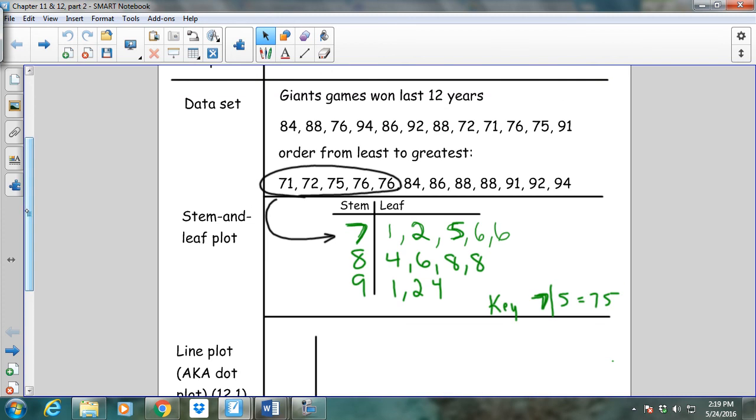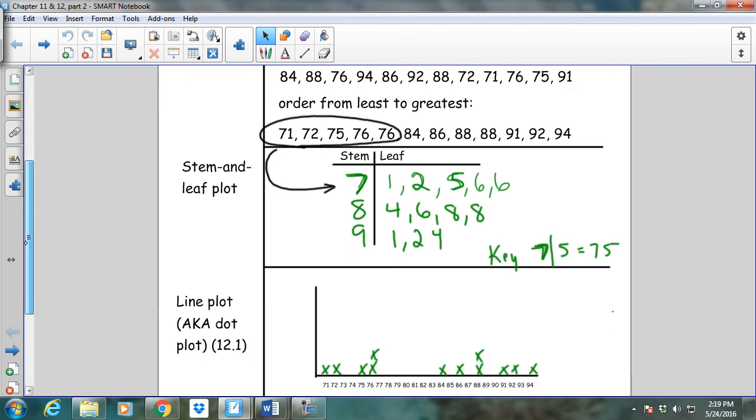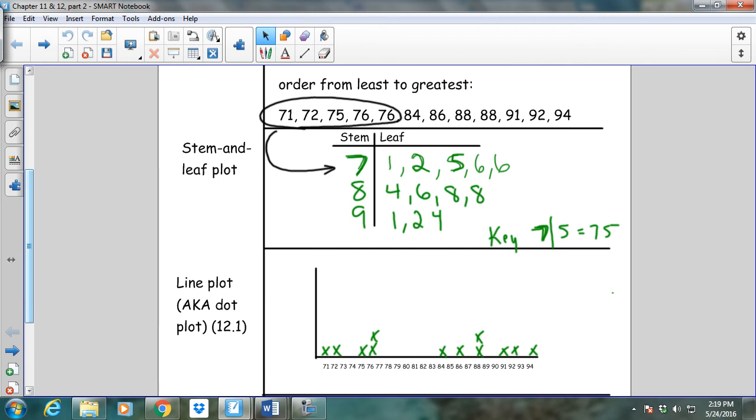So, taking that same example, the number of games that the Giants won over the last 12 years, first thing I did was order them from least to greatest, and now I want to show that data in a stem and leaf plot. And what you do for this, I'll go with blue.